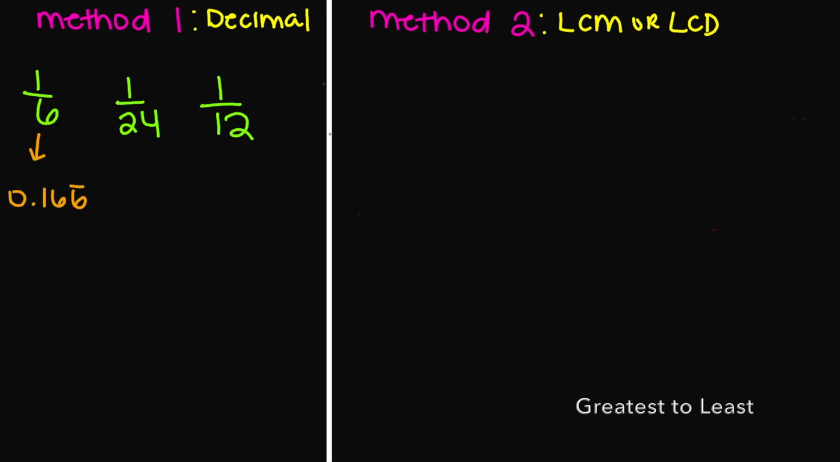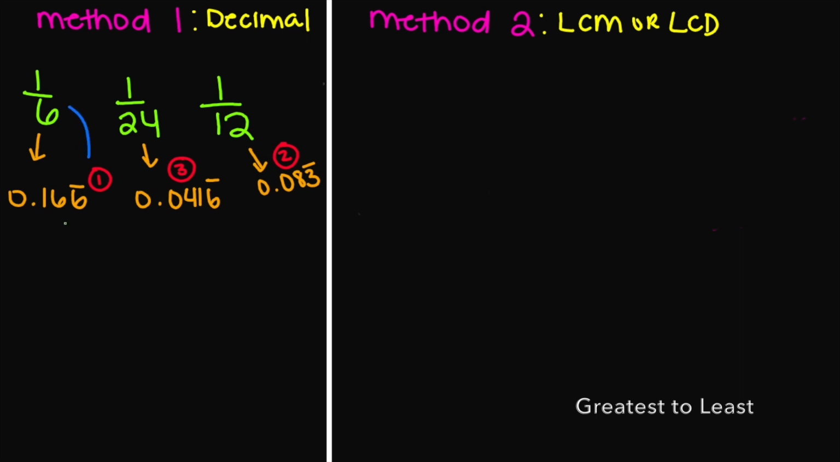If I turn my 1 over 24 into a decimal, then you're going to get 0.0416 repeating. And then if I turn my 1 over 12 into a decimal, you're going to get 0.083 repeating. So if I'm going from my greatest to the smallest, this decimal here is going to be first. And then next, we have our 0.083 repeating. And then the last one is going to be 0.0416.